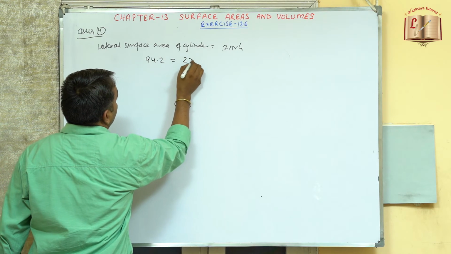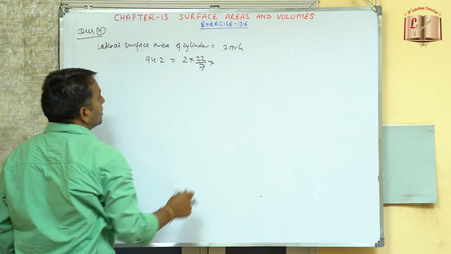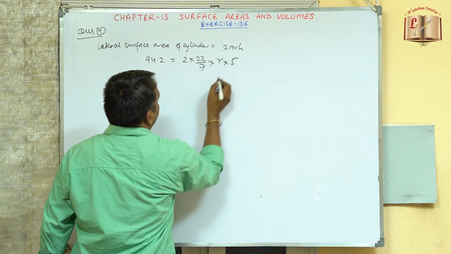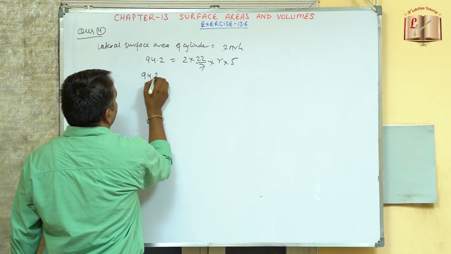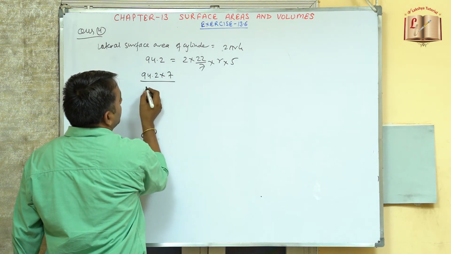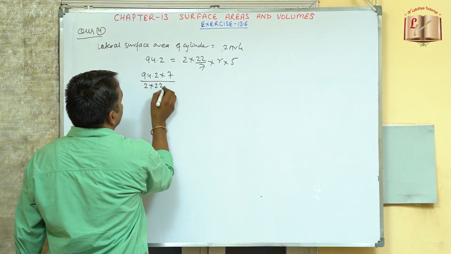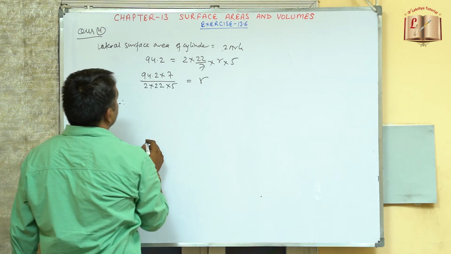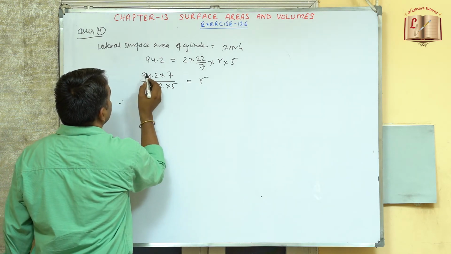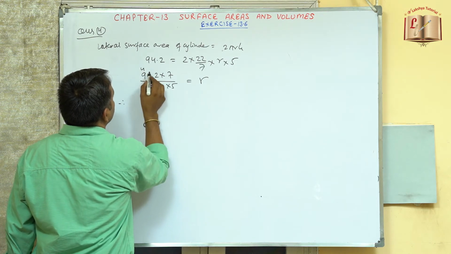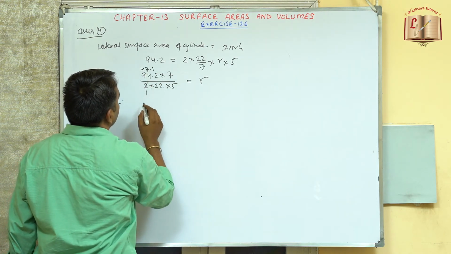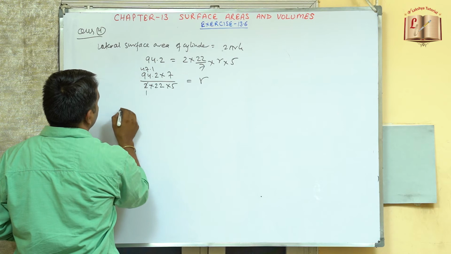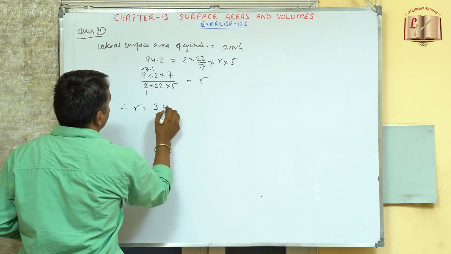So this is equals to now 2 into 22 by 7 into r we need to find out, and height is 5. So r into now 5. So we got 94.2 into 7 divided by 2 into 22 into 5. This will be equals to r. So this can be calculated as 2 1 ja, then 2 4 ja 8, 7, then 1. So on further calculation, we got this r as 3 centimeters.